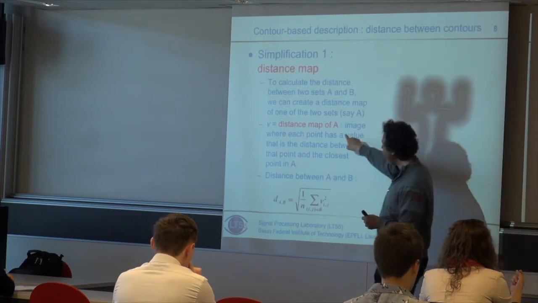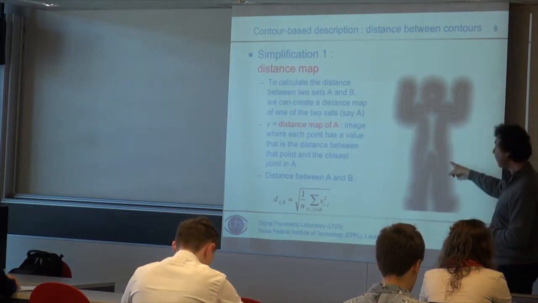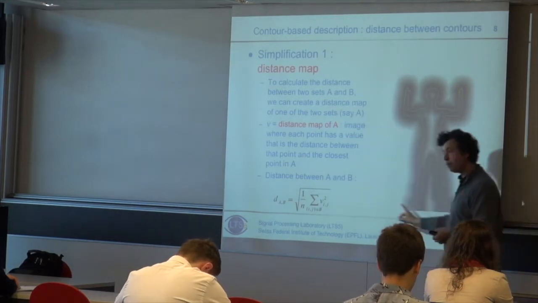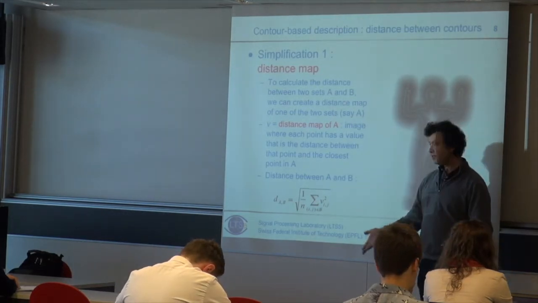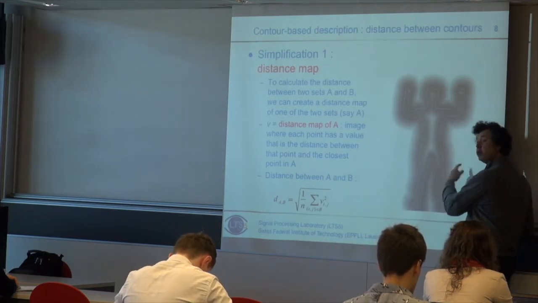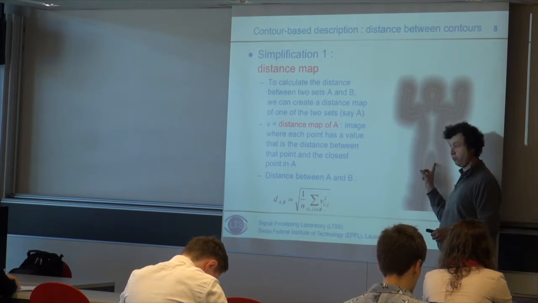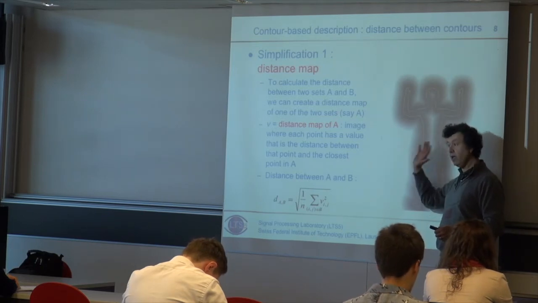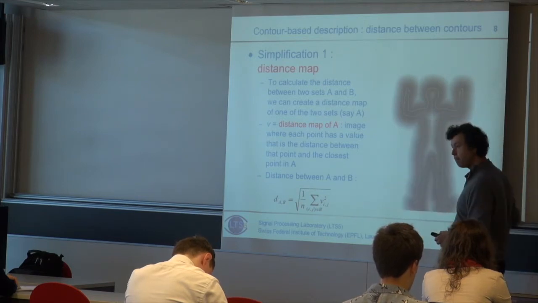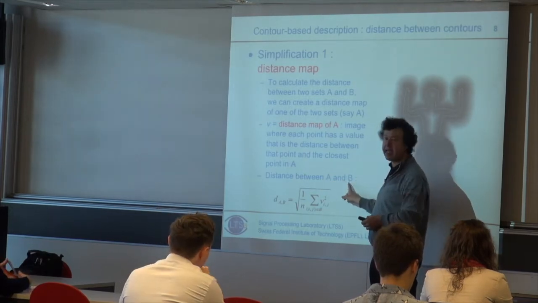So the distance map of an object A, you see it here in white. The distance map of A is an image that is pre-calculated, and it gives you immediately the distance between the point you are looking at and the closest point in the contour. How to build that is the next question, but you see what it is. Because now, if I have this distance map, it becomes very simple to calculate the distance between A and any object B.